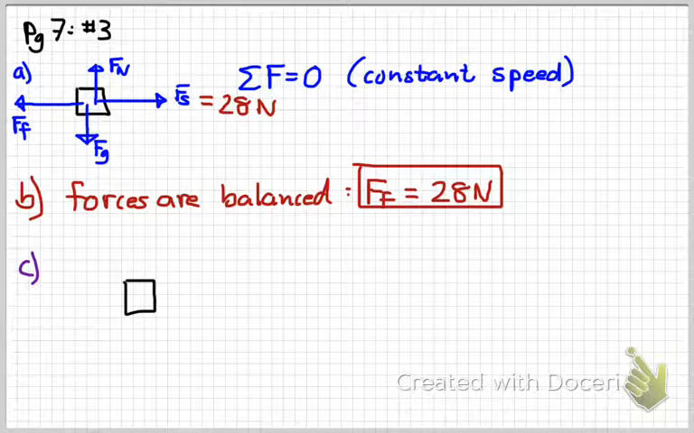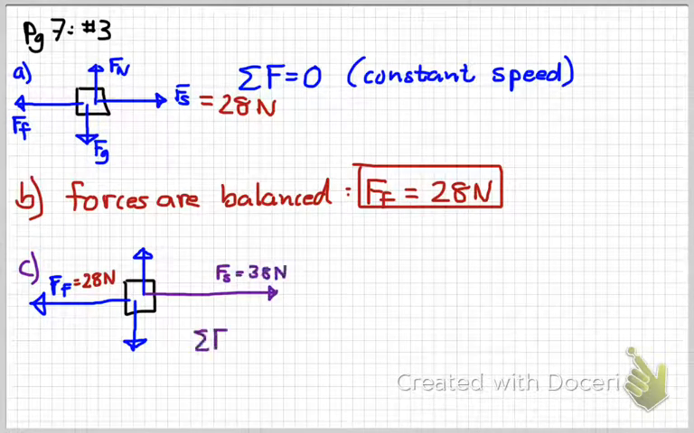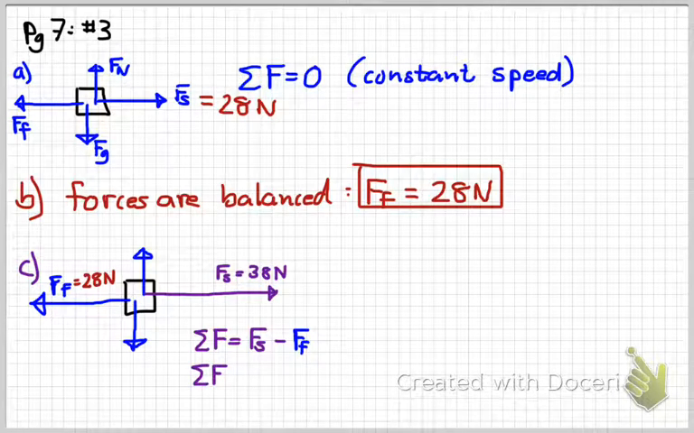Part C says now we're going to pull it harder, and we want to figure out the acceleration of the block. The thing to remember here is that pulling harder does not change the force of friction. So your frictional force is still 28 newtons. Now the forward force is 38 newtons. So I'm not just going to take the 38 and divide by the mass to get my acceleration, or the 28. I first have to figure out what the net force is. So I need to subtract the rights minus the lefts.